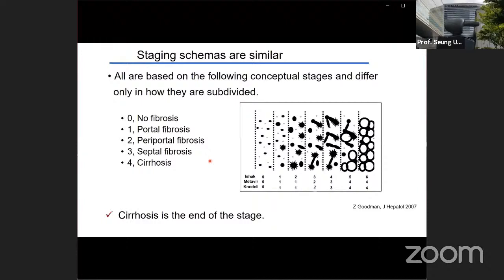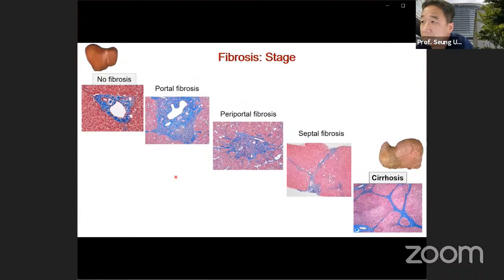In these staging systems, all are based on the following conceptual stages and differ only in how they are subdivided. 0 is no fibrosis, 1 portal fibrosis, 2 periportal fibrosis, 3 septal fibrosis, 4 is cirrhosis, and actually cirrhosis is the end stage of fibrosis. Here, Ishak subdivided into a 6 scoring system, METAVIR and Knodell into a 4 scoring system. Here are the pathologic features: no fibrosis, portal fibrosis, periportal fibrosis, septal fibrosis, and cirrhosis. And actually, fibrosis is a continuous progress of liver disease.